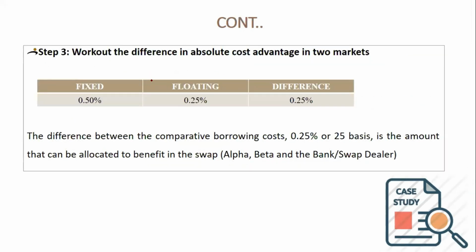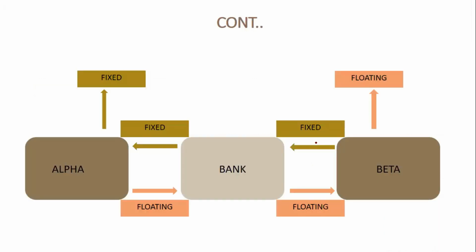So now, the second step is we have to work out the difference in the absolute cost advantage between the two markets. Alpha has 0.5 advantage in fixed, 0.25 in floating. The difference between the two is 0.25 percentage. Now these parties will be interested in entering into a contract only if they get some benefit out of it, right? Plus the bank will be the middleman, so the bank also needs a benefit. So this 0.25 we need to divide between these three parties, so everyone gets a benefit.